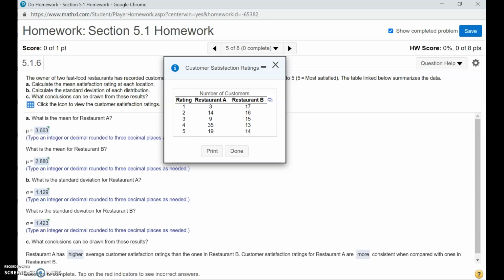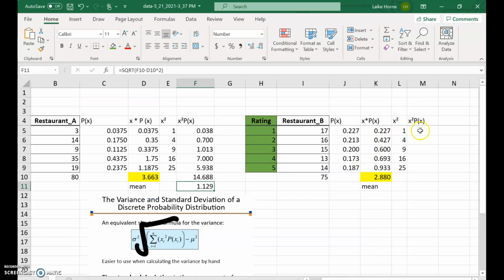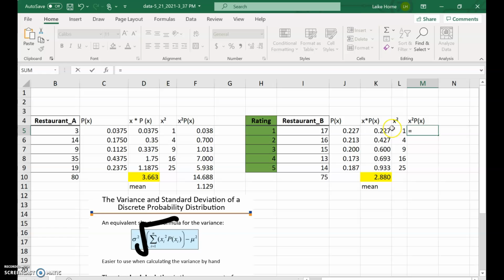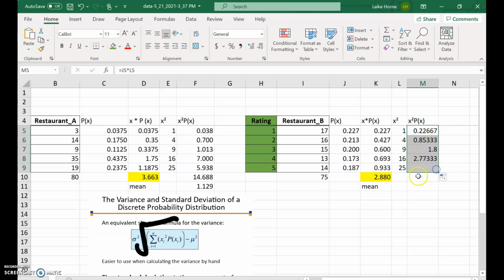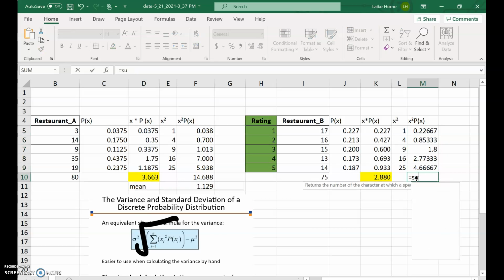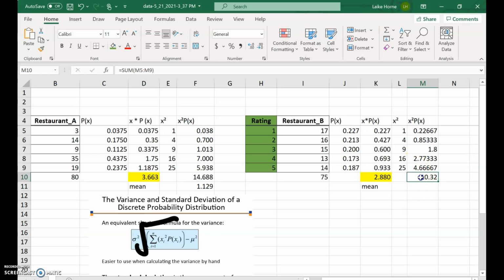All right, let's look at the second one. We're going to do x squared, which is right here, times p of x. I forgot to put times. Okay, so I'm just going to copy that formula down. I'm going to sum that up. I'm doing it a little bit faster now that we have seen one worked. Okay, so that's the sum.